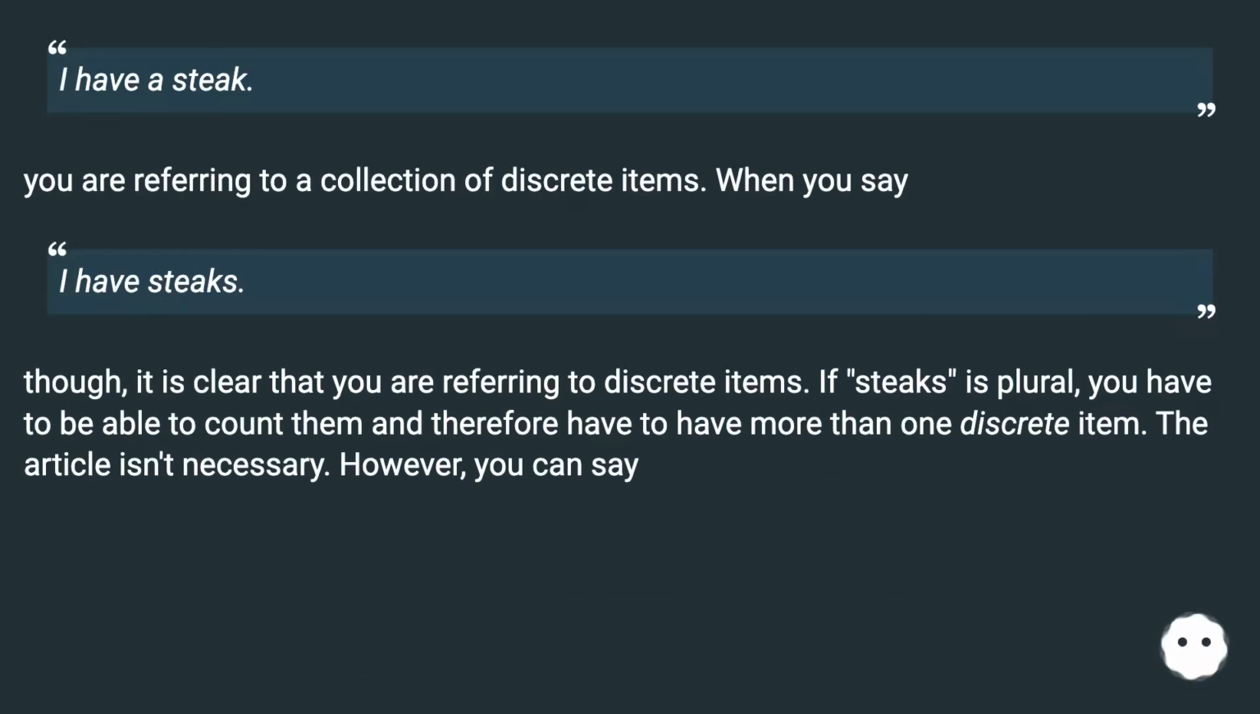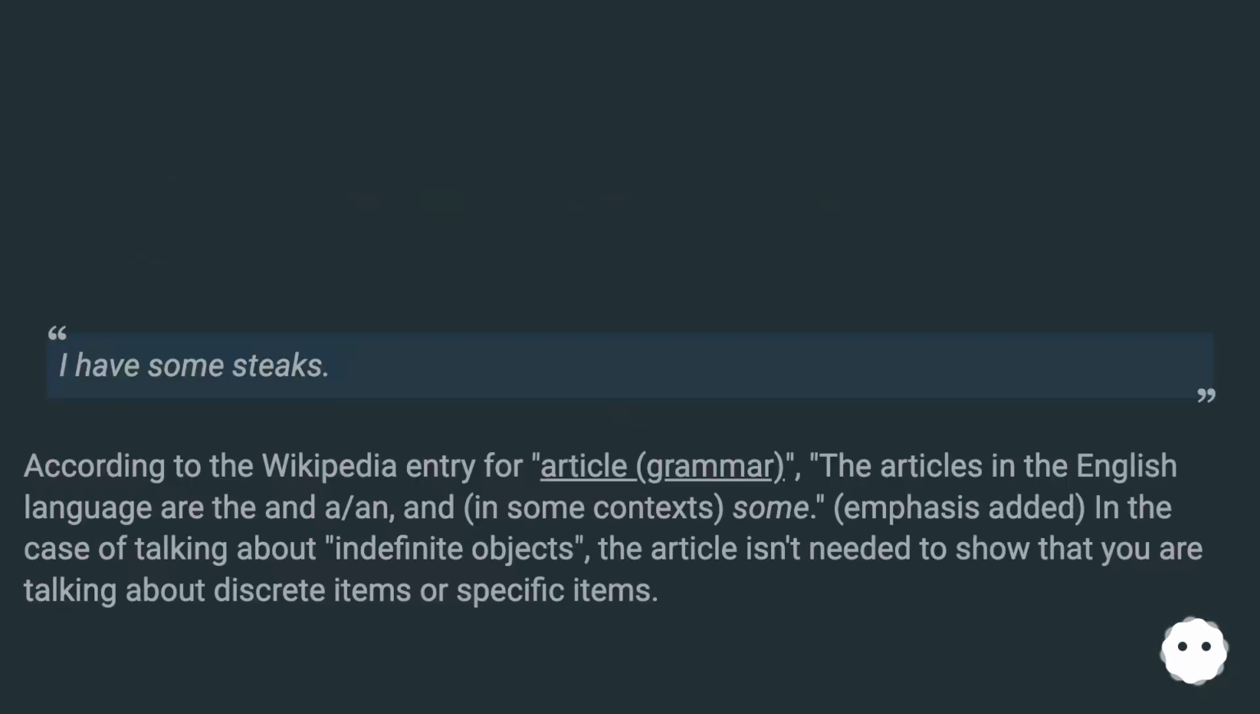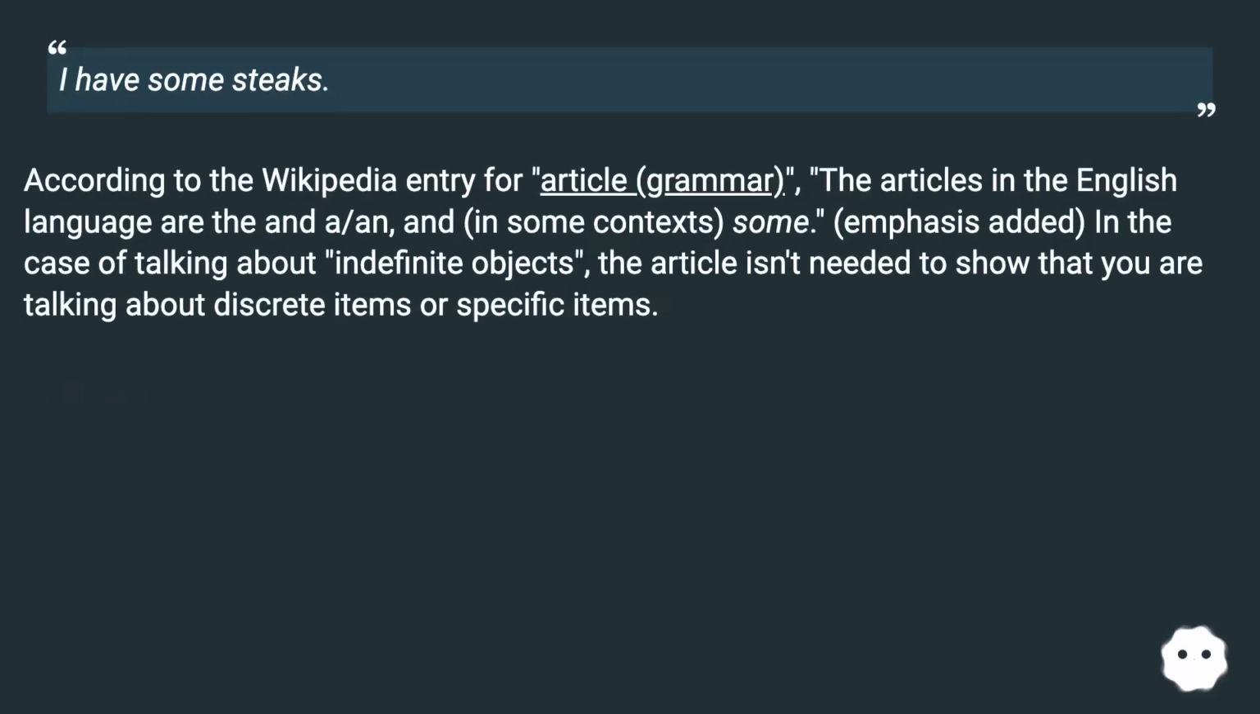When you say "I have steaks," though, it is clear that you are referring to discrete items. If "steaks" is plural, you have to be able to count them and therefore have more than one discrete item. The article isn't necessary. However, you can say "I have some steaks." According to the Wikipedia entry for article (grammar), the articles in the English language are the, an, a, and in some contexts some. Emphasis added. In the case of talking about indefinite objects, the article isn't needed to show that you are talking about discrete items or specific items.